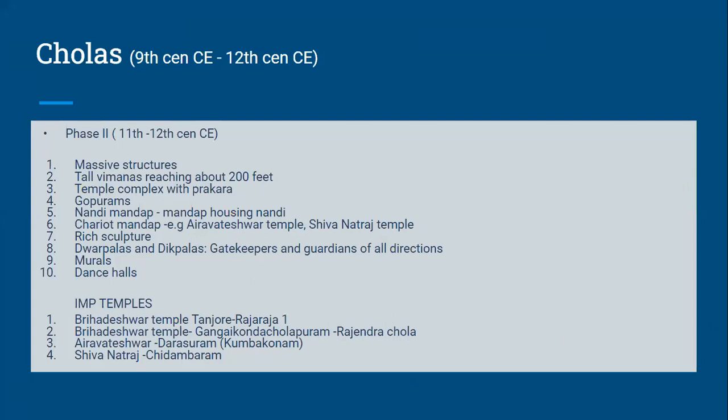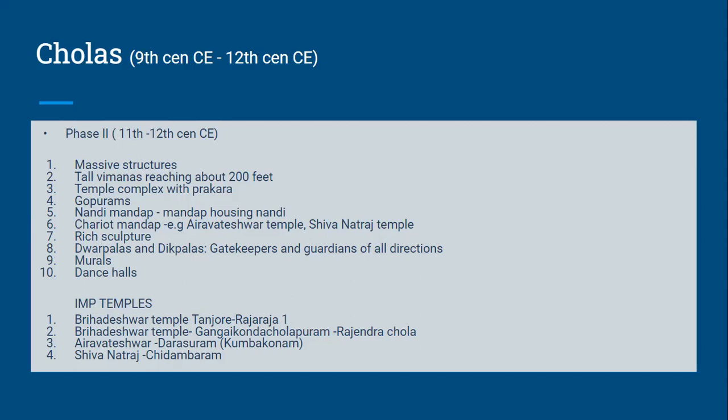So phase two, 11th century AD to 12th century AD. Now, what are the features of phase two? In the phase two, definitely the one thing which is noticed over here, gradually the structures become very massive. So massive structures. Second one, size of the vimanas. Now vimanas become so tall that if we see the Brihadeshwara temple ka vimana, it is 190 feet. So almost the vimanas reach around 200 feet. Itna bada vimana hai.